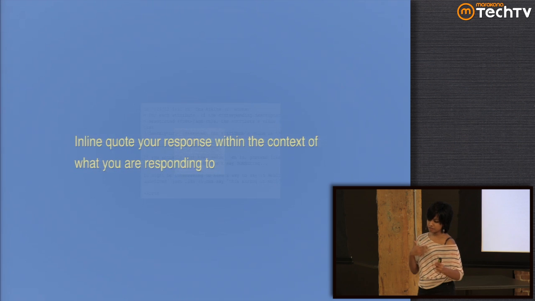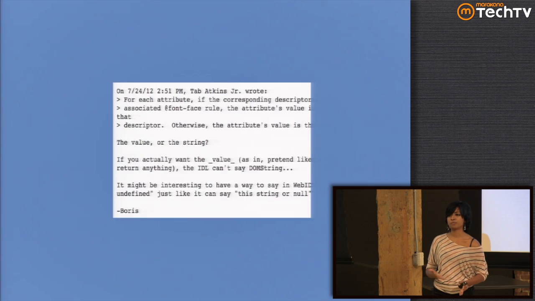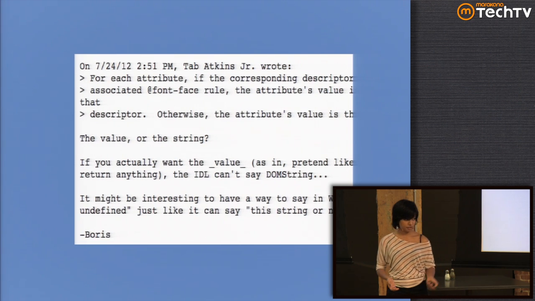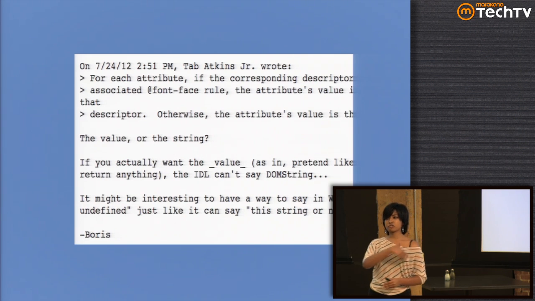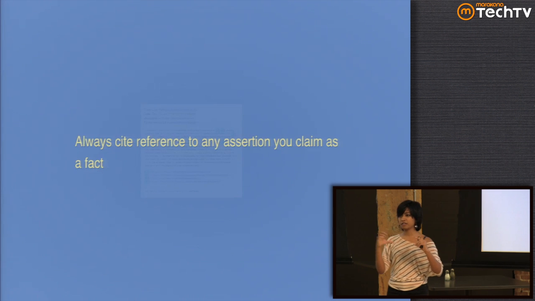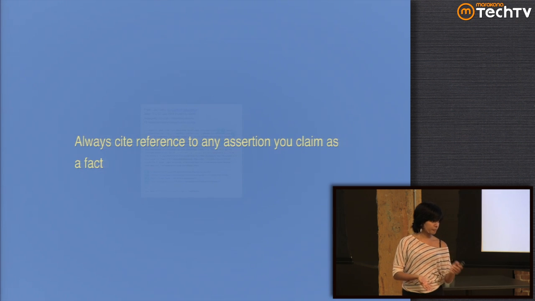And then if you're responding to somebody's comments, make sure that you're responding in context so people know what you're responding to. So inline code your response as a snippet. For example, this is an example of how that would look like. So Boris is responding to Tab's comments, and he just snipped the particular line that he's responding to so people know exactly what your response is about.